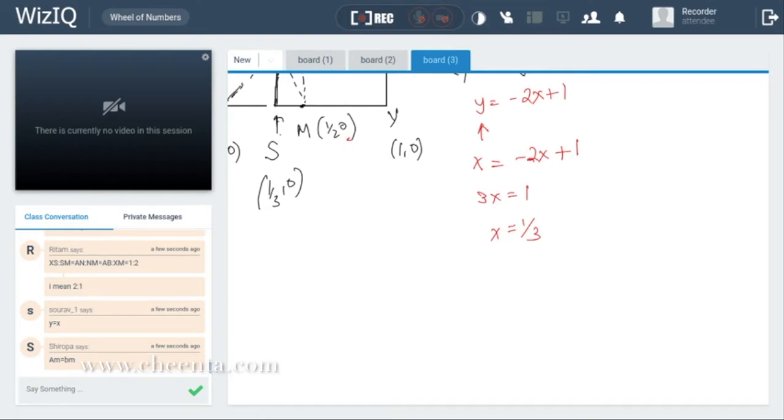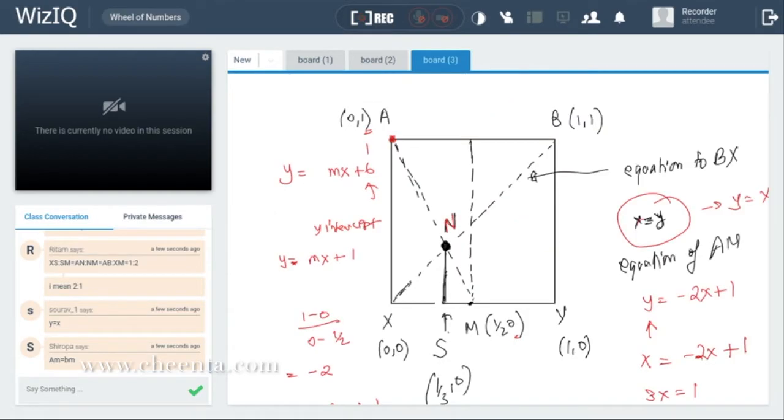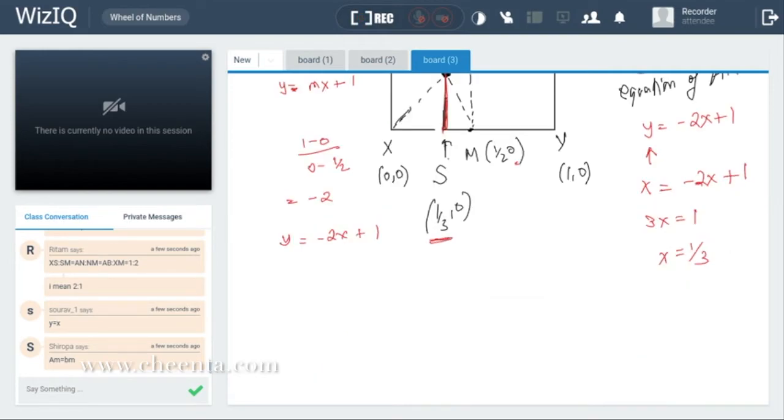So you see that's the x coordinate of N, 1/3. And since y is equal to x, therefore N's y coordinate is also 1/3. So if I drop a perpendicular from N on the x-axis, then obviously it will be (1/3, 0).